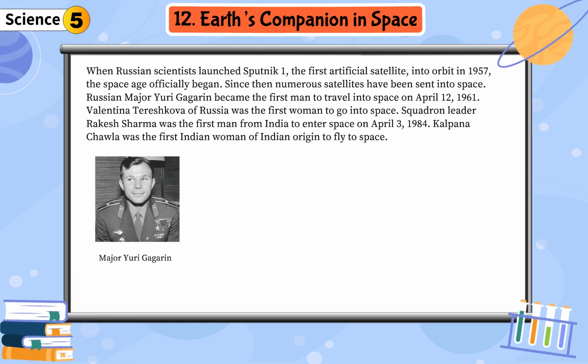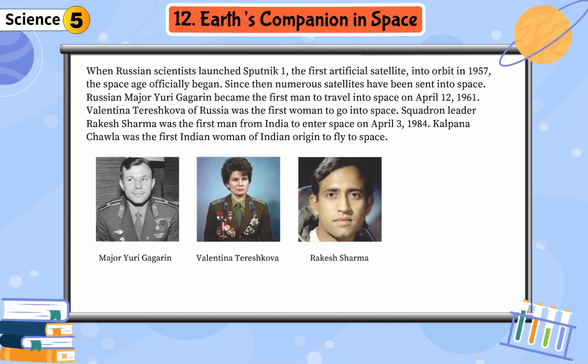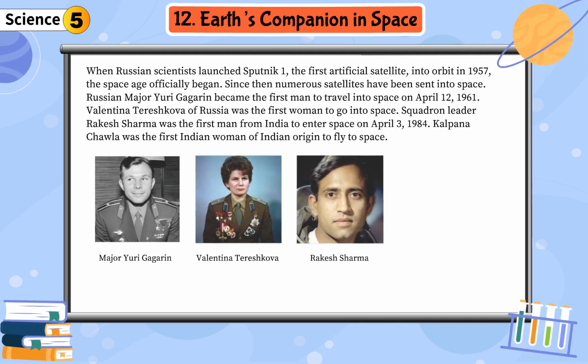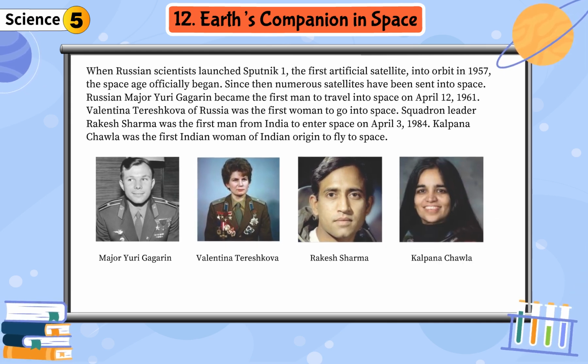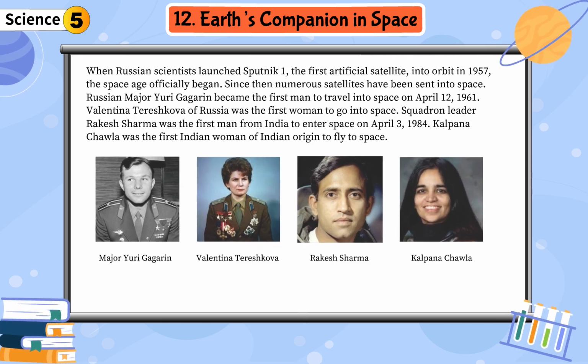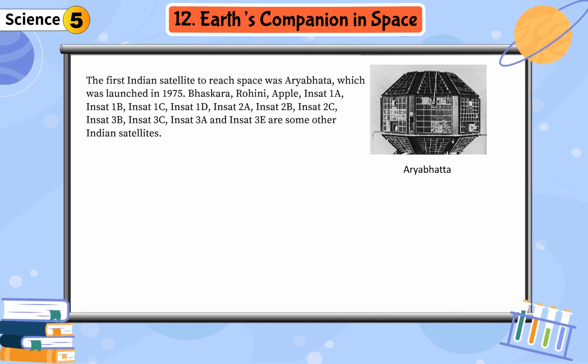Russian Major Yuri Gagarin became the first man to travel into space on 12 April 1961. Valentina Tereshkova of Russia was the first woman to go into space. Squadron leader Rakesh Sharma was the first man from India to enter space on 3 April 1984. Kalpana Chawla was the first woman of Indian origin to fly to space. The first Indian satellite to reach space was Aryabhatta, which was launched in 1975.